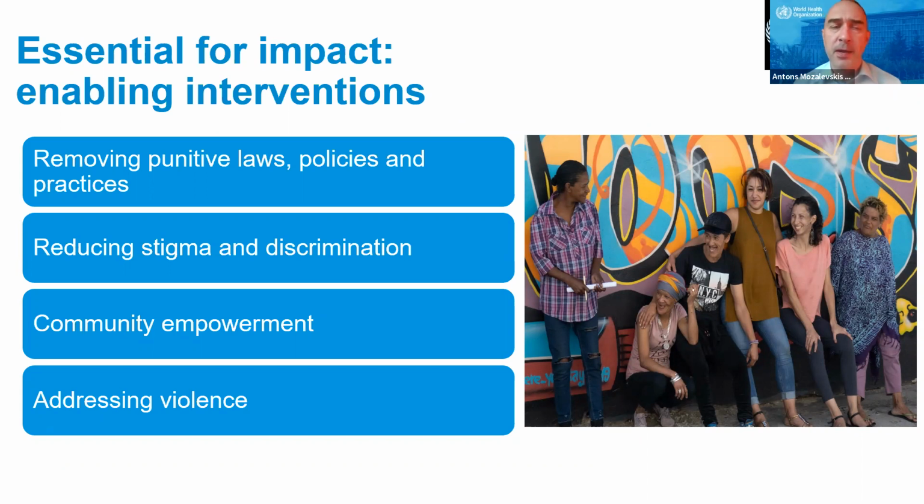Essential interventions for addressing the structural barriers are the so-called enabling interventions. They were already defined in the previous version of the guidelines, but with time we are getting more and more evidence of how impactful they are in addressing the epidemics. There are four main groups. One is removing punitive laws, policies, and practices. The second is reducing stigma and discrimination. Another is community empowerment. And finally, a set of interventions addressing violence. In the document, you will see there are many more interventions under each of those groups. Next slide, please.